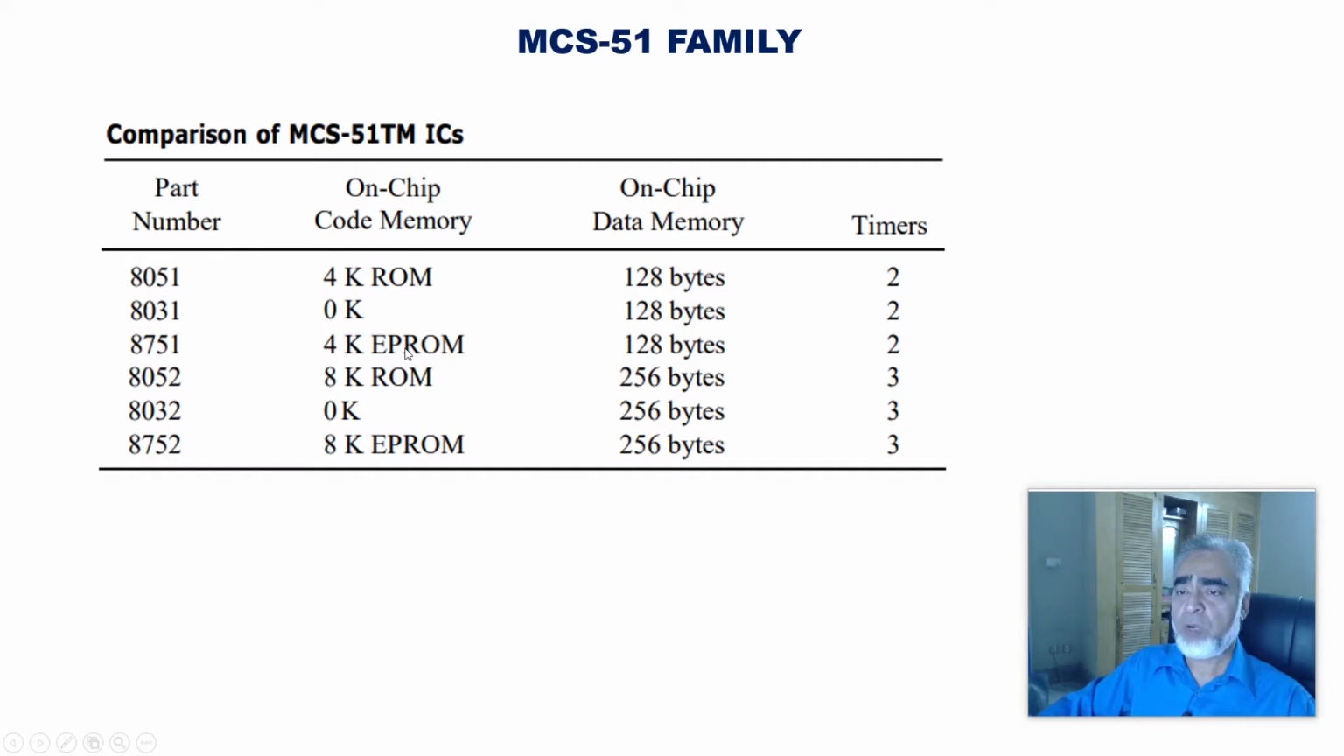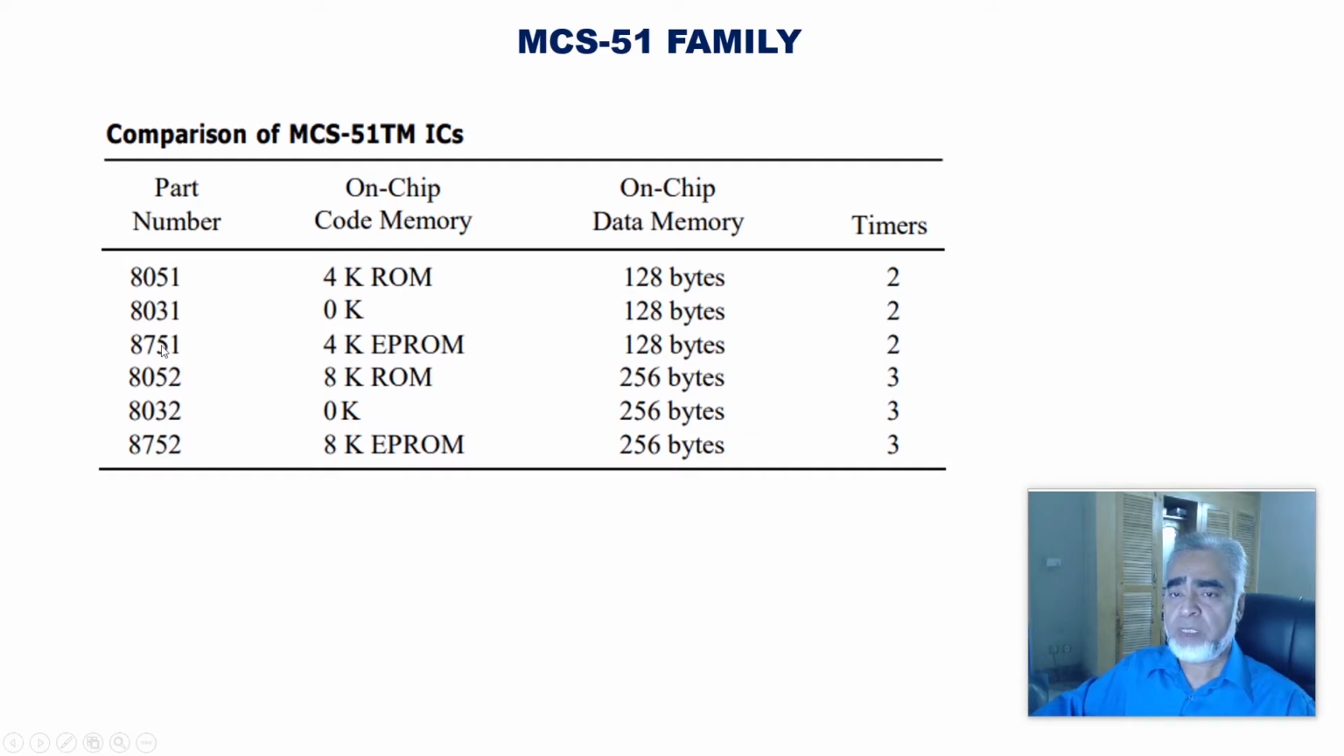Similarly, we have 8751, another variant of the MCS51 family. 8751 has 4 kilobytes of EEPROM. It means electrically programmable read-only memory. It has an EEPROM which can be written electrically, but to erase the program from the ROM, we use ultraviolet light. And now this member of the MCS51 family has been obsoleted, and we can't find this device in the market because UV EEPROM based devices are obsolete now.